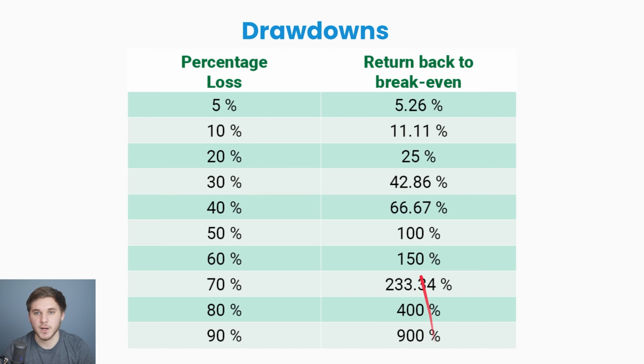And over here on the right, we've got the resulting and necessary return just to get back to break even from such a loss. So a 5% loss, you need a 5.26% return to get back to break even. But you can see that as you let your drawdown increase, you need to work harder and harder just to get back to where you were.